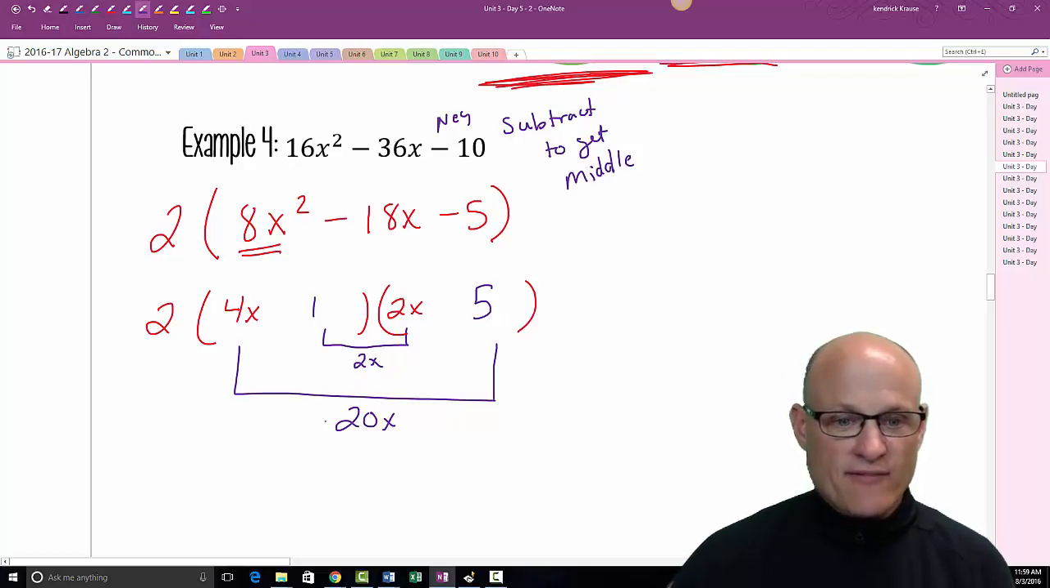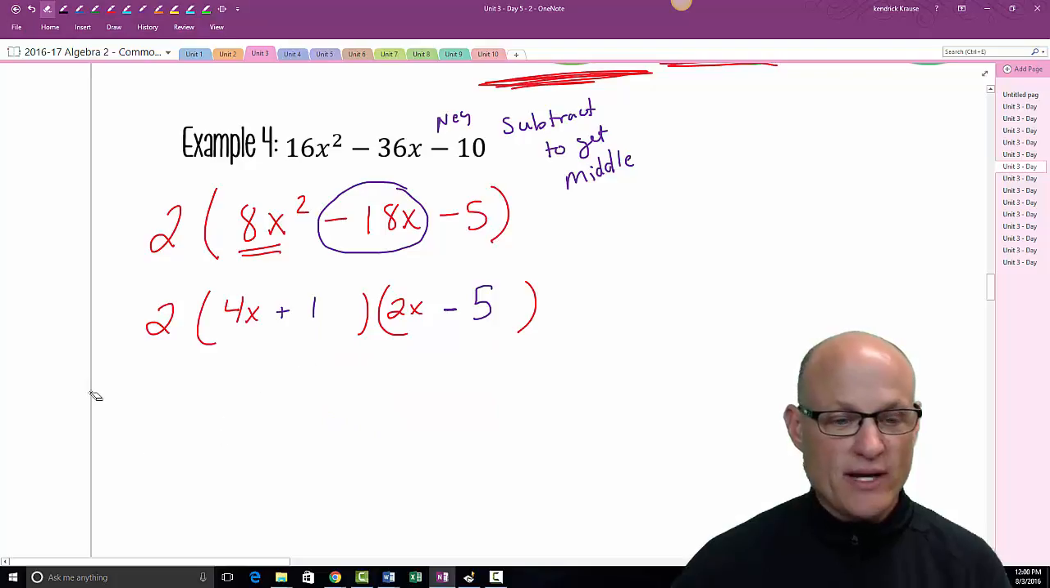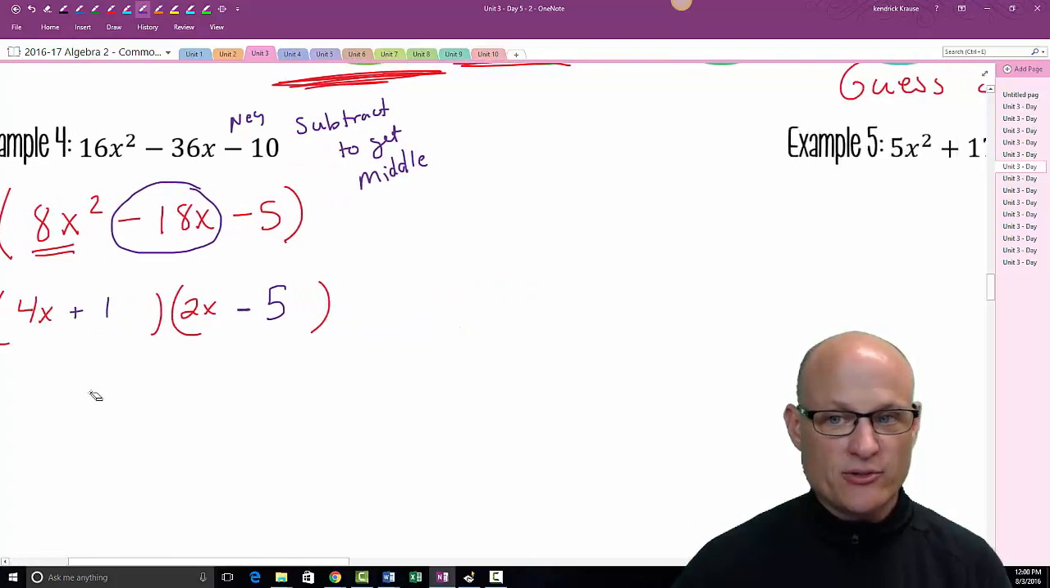All right, let's see. If I make this negative 20, so that's negative 20 and positive 2. Would you all agree that adds up to negative 18? Sure does. So the negative 20 comes from these two, and the positive 2 comes from these two. There it is. Don't forget the 2 has to stay out front. If you forgot that 2, you're in trouble.